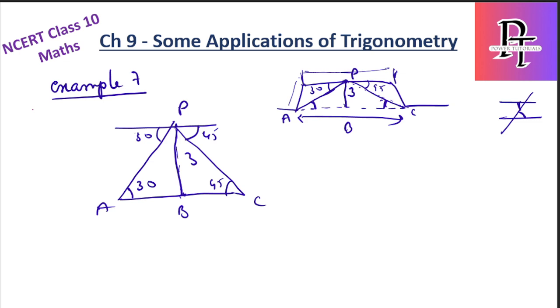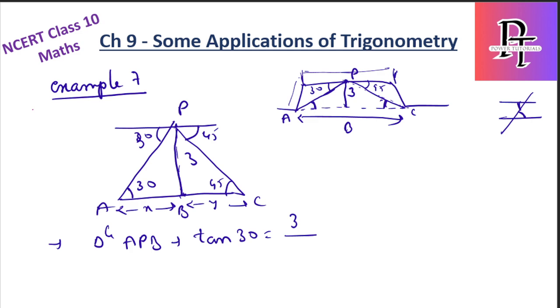Okay, so let's start with the small triangle first. Any triangle is fine. So let's see left side. If I go triangle A, P, B, so here if I take tan 30 degrees, opposite by adjacent, the opposite is this one, which is the height of the bridge, which is 3. Let's mark this as X. Let's mark this as Y.